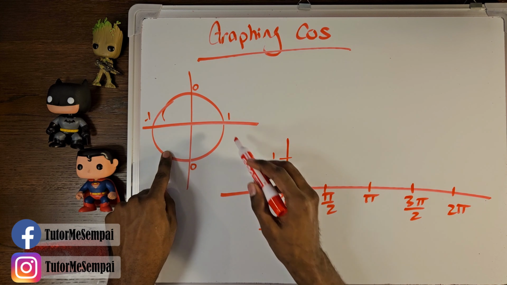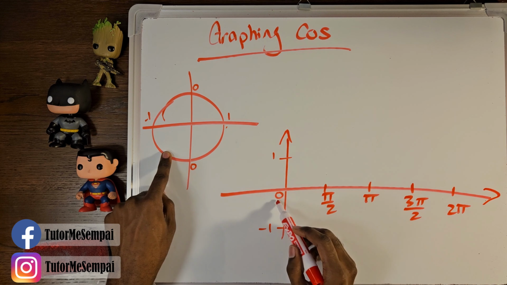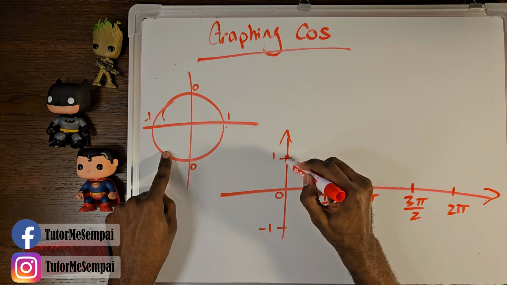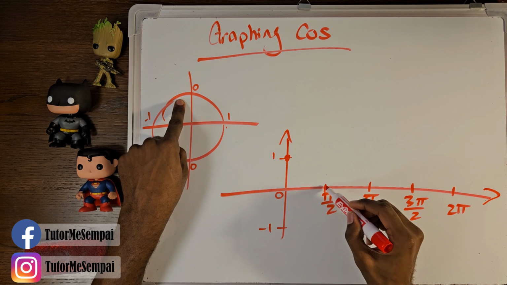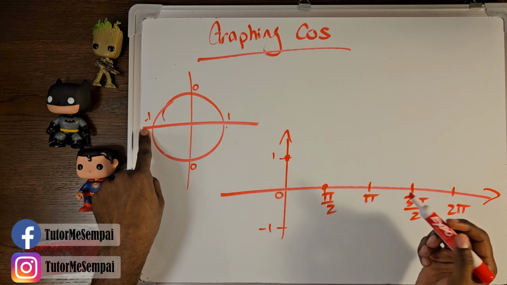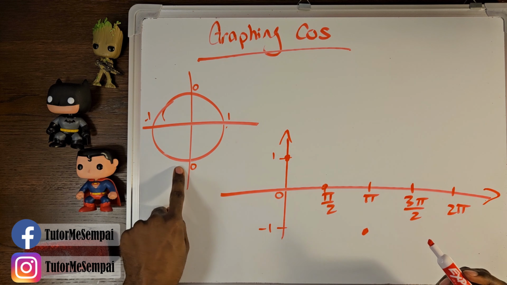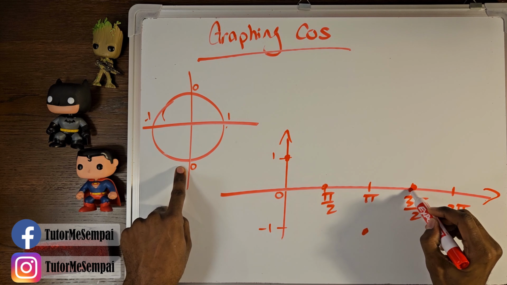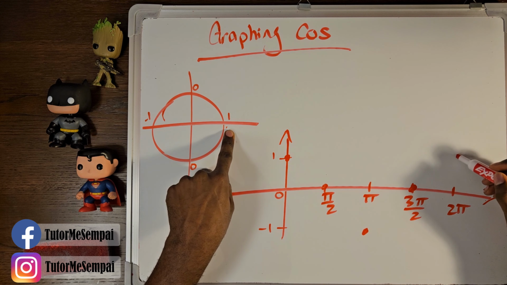So at 0, remember that's 0 here, our radian axis. At 0 for our radians, we're going to be at 1, so we can put that here. At pi over 2, we're going to be at 0, so that's going to be here. At pi, we're going to be at -1, so we're going to be down here. At 3 pi over 2, we're going to be at 0, so we're going to go back up here. And at 2 pi, we're going to be at 1, so we're going to go back up here.